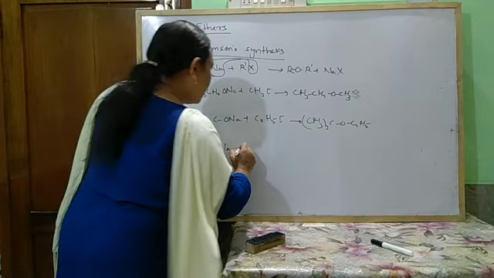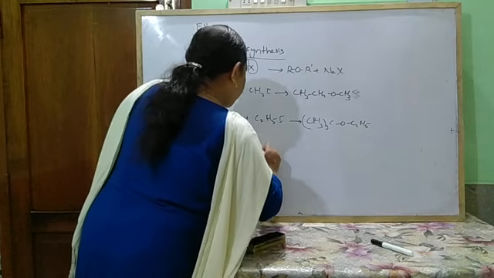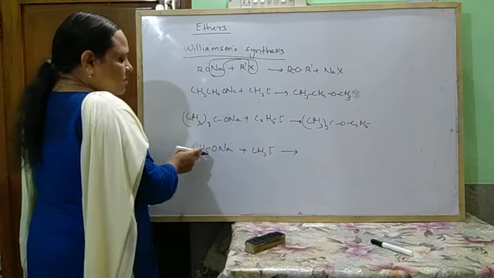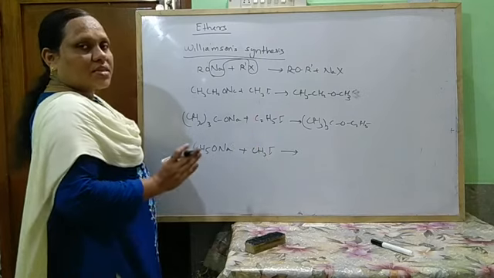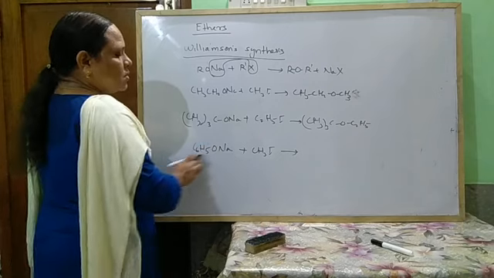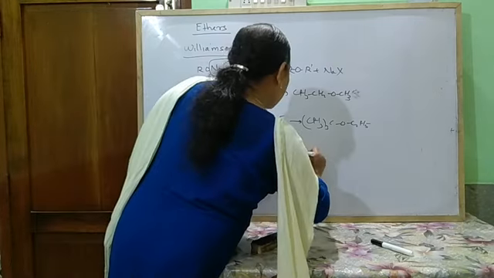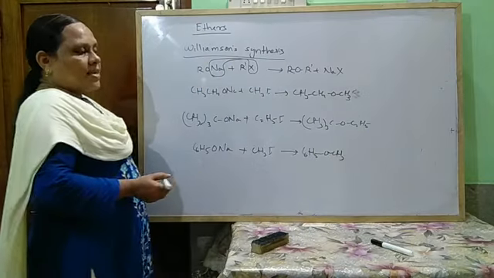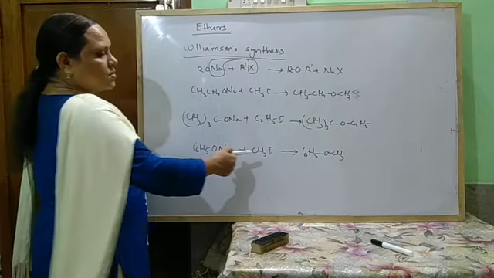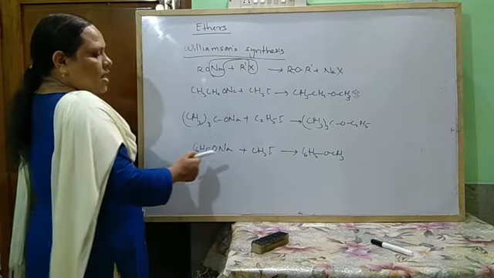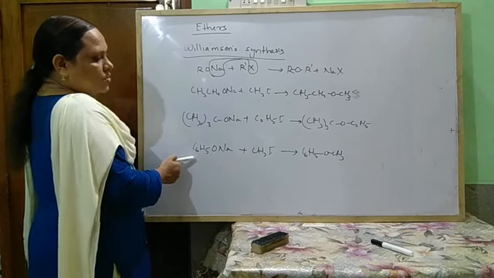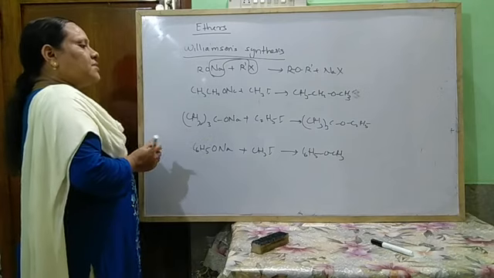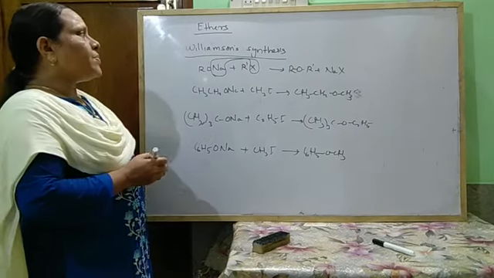Sodium phenoxide and an alkyl halide are taken, because breaking the carbon-halogen bond in the phenyl group does not take place easily. In this way, it forms anisole. For the preparation of anisole, the methyl group should contain the halogen and the phenyl group should contain the sodium salt. Okay, so these are the methods of preparation of ethers.